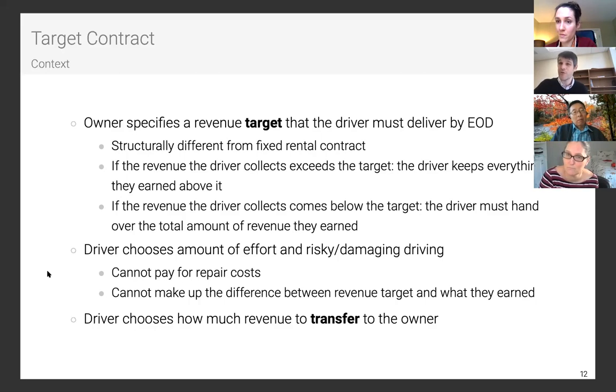It's important to note that any repair costs that come up throughout the day or at the end of the day, the driver is not responsible for paying. Those fall fully on the owner. And as I said before, they're not expected to make up any of this revenue difference.